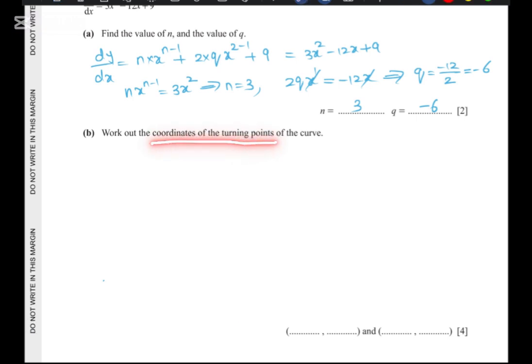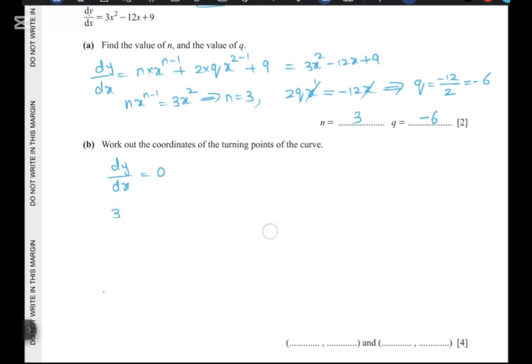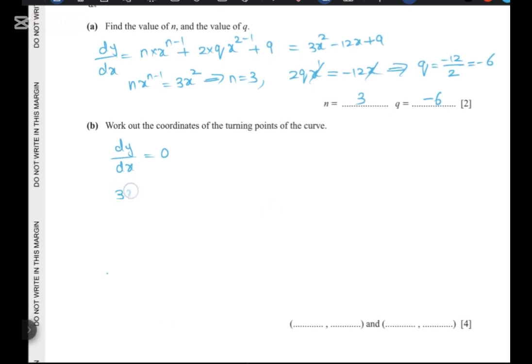Now to find the coordinates of turning points, we need to first find x, and for that we have to take the differentiation as 0. So dy by dx is equal to 0. What is dy by dx? 3x square minus 12x plus 9 is equal to 0. Solve it for x. We will do factorization here.